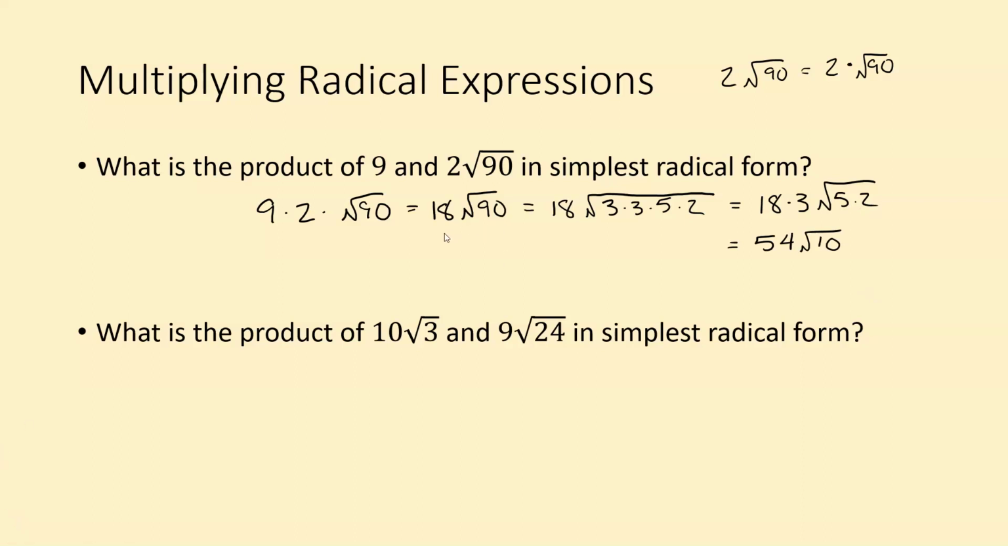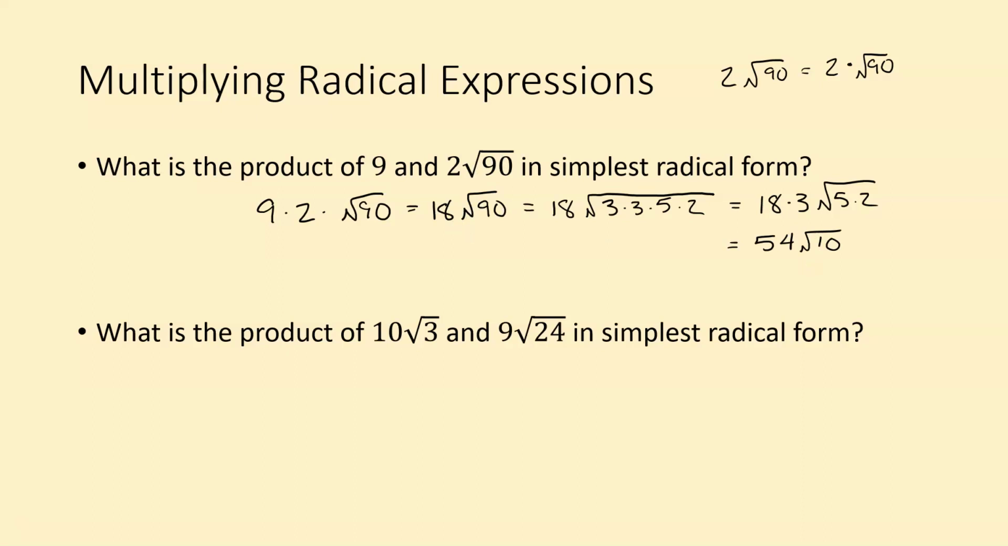So once we got to this step here, it was just simplification like we are used to. The new thing is the multiplication beforehand. So the things that are outside of the radical, we multiply as normal. So 9 times 2, we multiply 9 times 2 to get 18. That root 90 stays outside, and we can simplify it that way.